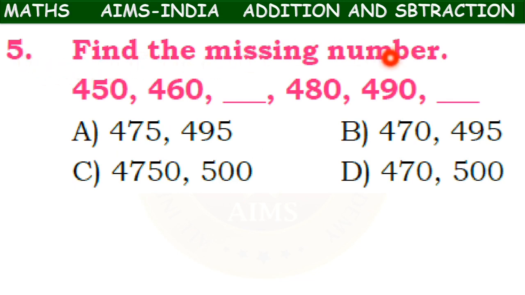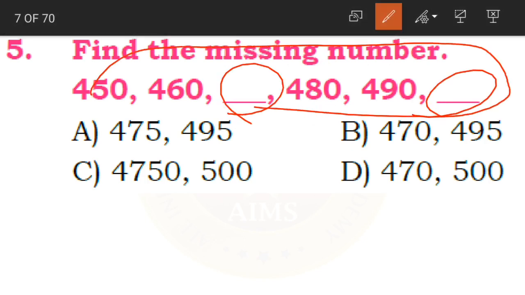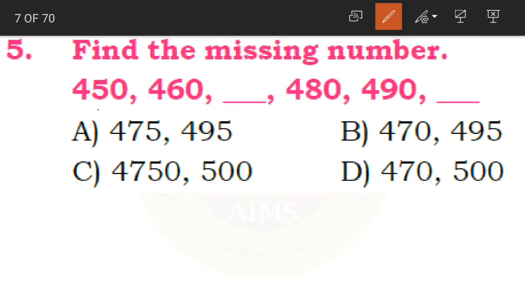Coming to question number 5. Find the missing number. 450, 460, 4 dash, 480, 490, again dash. Yes, we are having two missing numbers here from the series. This is called a series of numbers. Now if you carefully observe, what is the change here? Only the digit in the tens place is increasing by 1. We have 5 and then 6. What should come after 6? 7. Yes, after 7, 8, 9.